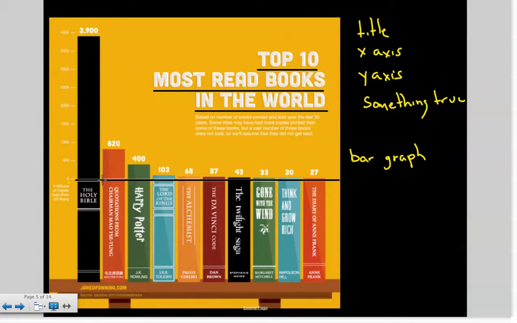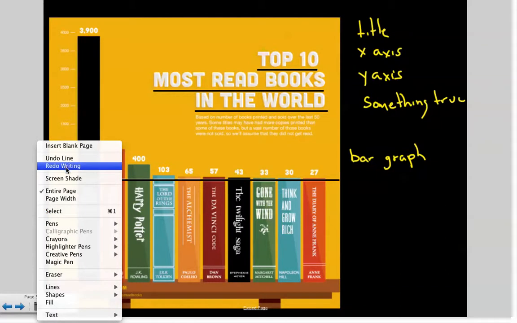Now, I don't think only 820 people have read the quotations from Mao Zedong, or only 400 people have read the Harry Potter books. But all the books are the x-axis. Our y-axis is how many people have read the books. Or actually, in this case, it's the number of copies that were sold in the past 50 years. It's a little bit hard to see, but right here it says number of millions of copies sold in the last 50 years.